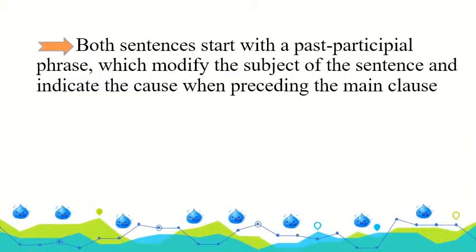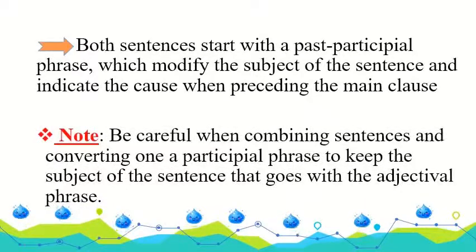Both sentences start with a past participle phrase, which modifies the subject of the sentence and indicates the cause when preceding the main clause. Có nghĩa là cả hai câu này đều bắt đầu bởi quá khứ phân từ. Nó bổ nghĩa cho chủ ngữ của câu và nó chỉ ra cái nguyên nhân mà diễn ra trước của cái mệnh đề chính. Note: Be careful when combining sentences and converting one to a participle phrase to keep the subject of the sentence. Thus go with the adjectival phrase. Chú ý là chúng ta phải cẩn thận khi mà nối các cái câu và chuyển quá khứ phân từ trở thành một cái chủ ngữ thì nó thường phải đi với một cụm từ chức năng tính từ.